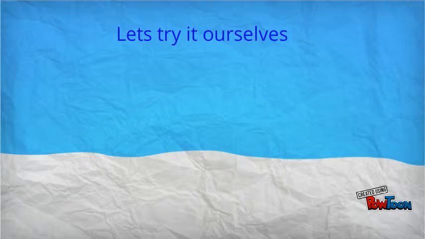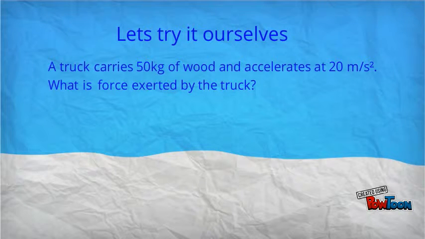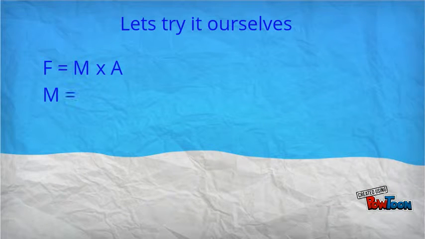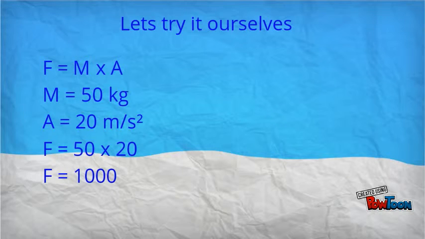Let's try this out ourselves. A truck carries 50 kilograms of wood and accelerates at 20 meters per second squared. What is the force exerted by the truck? So let's start with the equation F equals m times a. We have 50 kilograms as the mass and 20 meters per second squared as the acceleration. So what's 50 times 20? It's 1,000 newtons.